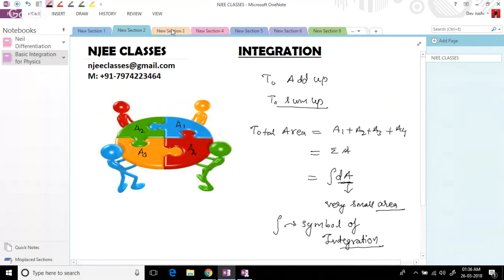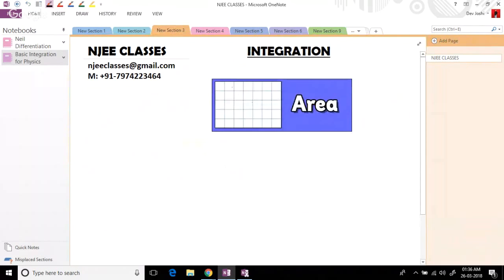Next, another example. Suppose this is a rectangle, and we are required to find the area of this rectangle. What we will do is take a very small area on this rectangle, and this small area is going to be dA. Here d means very small, or we can say it can be delta A.